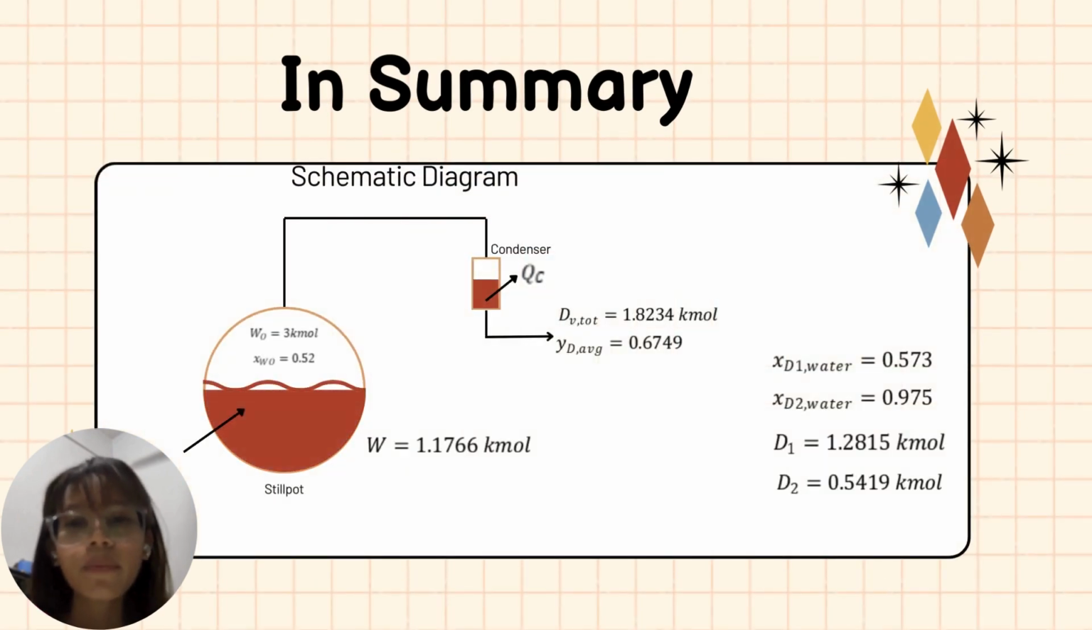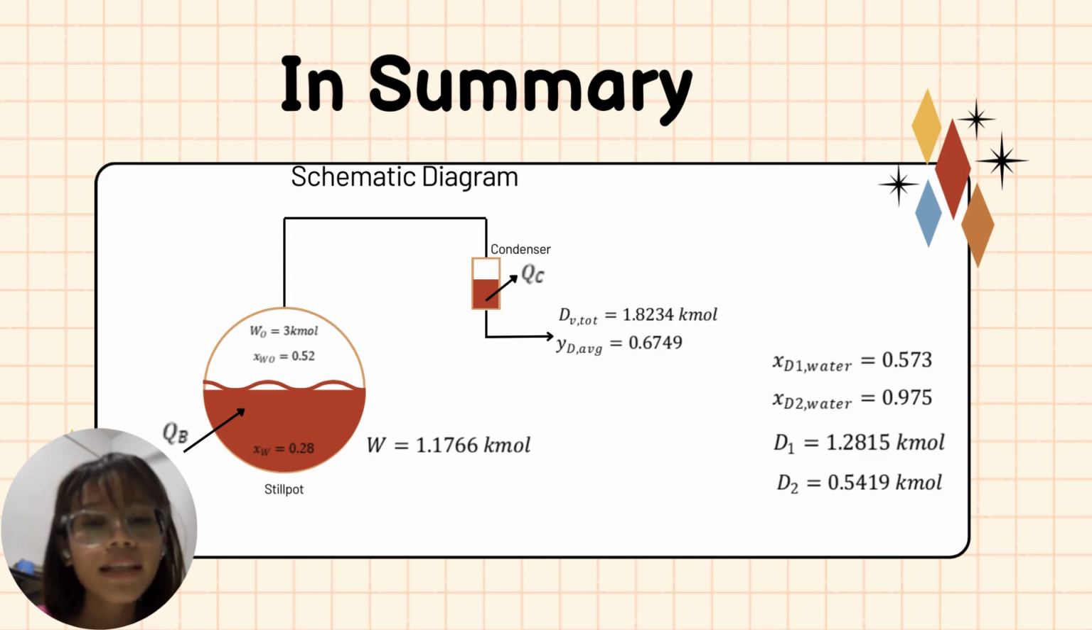In summary, we were able to calculate for the final amount in the still pot, the total amount of distillate vapor collected, the average mole fraction water in the vapor distillate, and the two distillate liquid products.